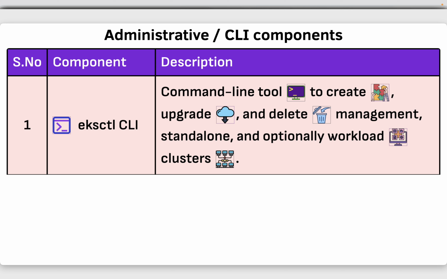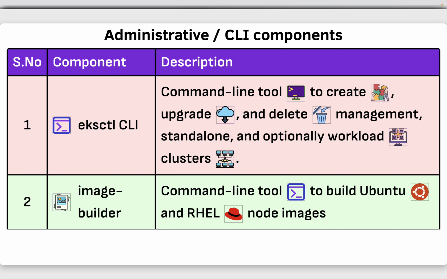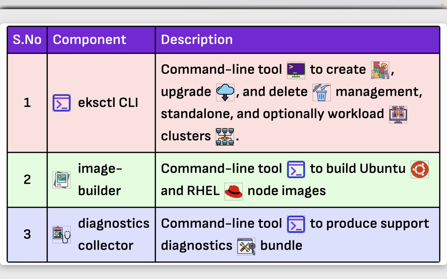So I'll talk about some administrative and CLI components. First, we have the EKSCTL CLI, which is the command line tool to create, upgrade, delete, manage standalone, management and optionally workload clusters. So there are three types of clusters which I'll talk about. Image Builder is a command line tool to build Ubuntu and Red Hat Enterprise Linux node images. Then finally, we have Diagnostics Collector, which is the command line tool to produce a support diagnostics bundle.